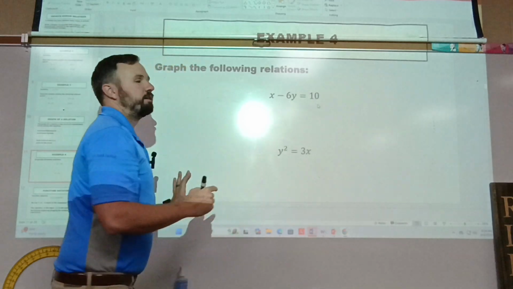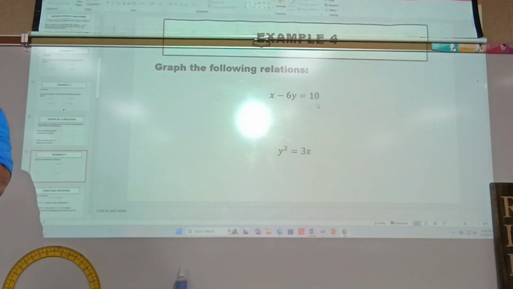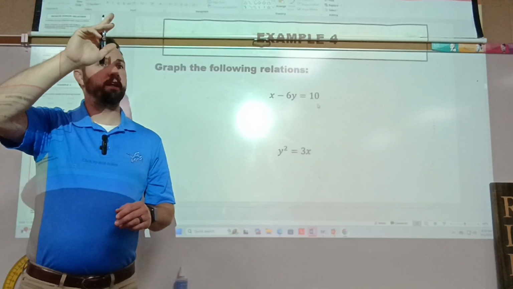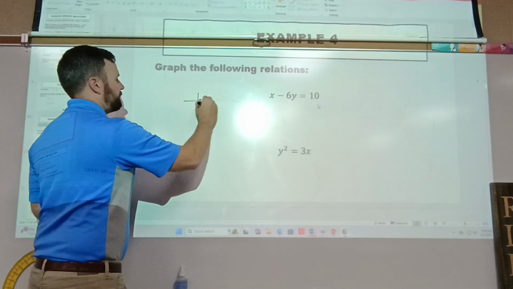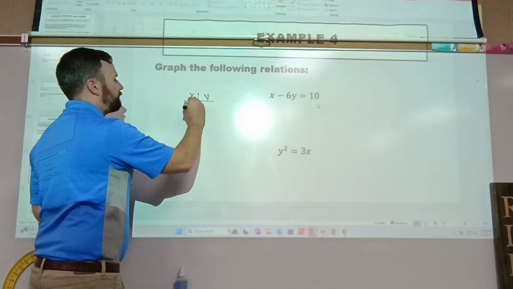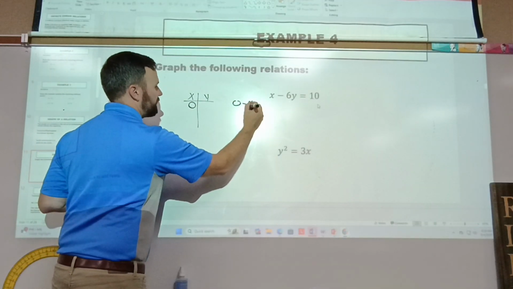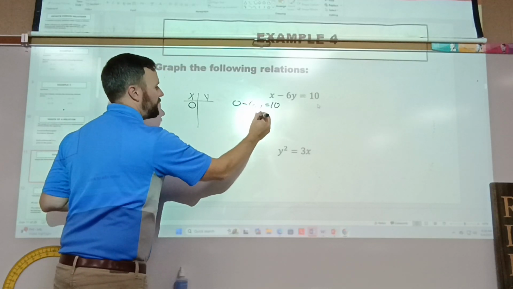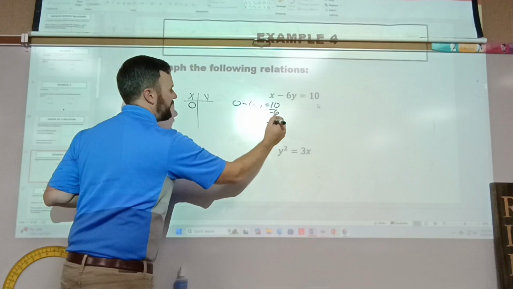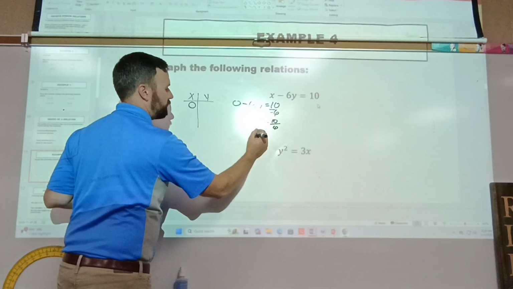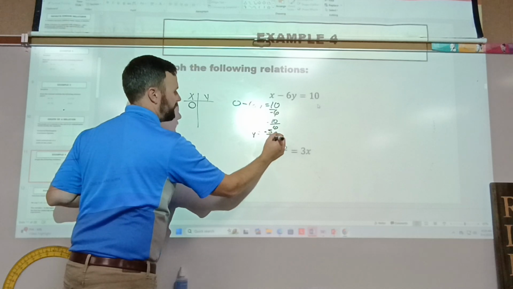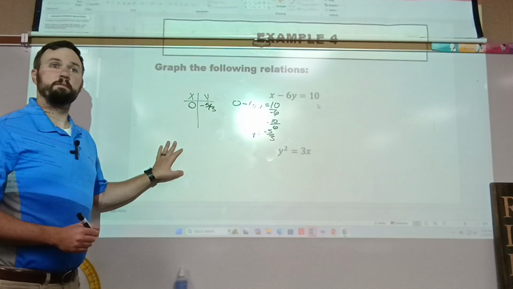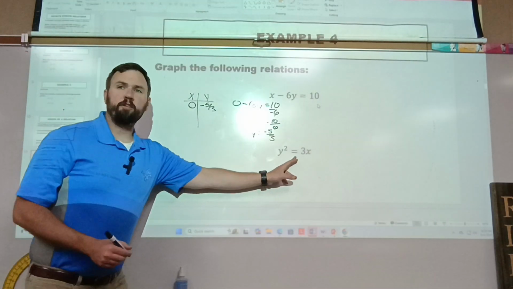graph this, I have 2 ways I could do it, right? I could make my t table, right, and make an xy chart and start plugging in points. Like if I plug in 0 for x, you just set up your equation and solve for y, right? When I plug in 0, y would have to be negative 10/6, right? Or you could do negative 5/3 if you're cool. So could I go through and make a t table for that? Yeah. Will that work for that one as much?